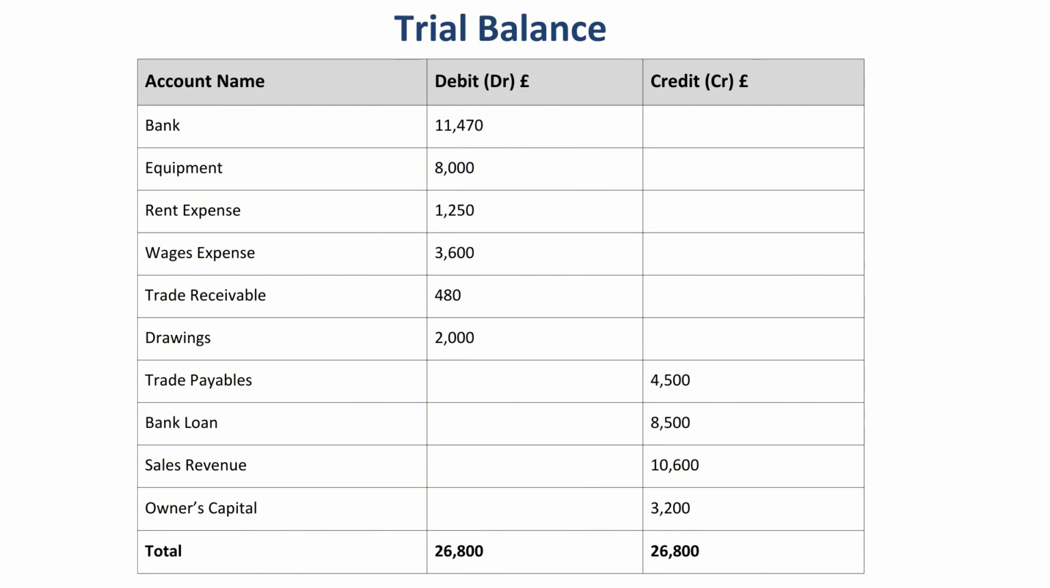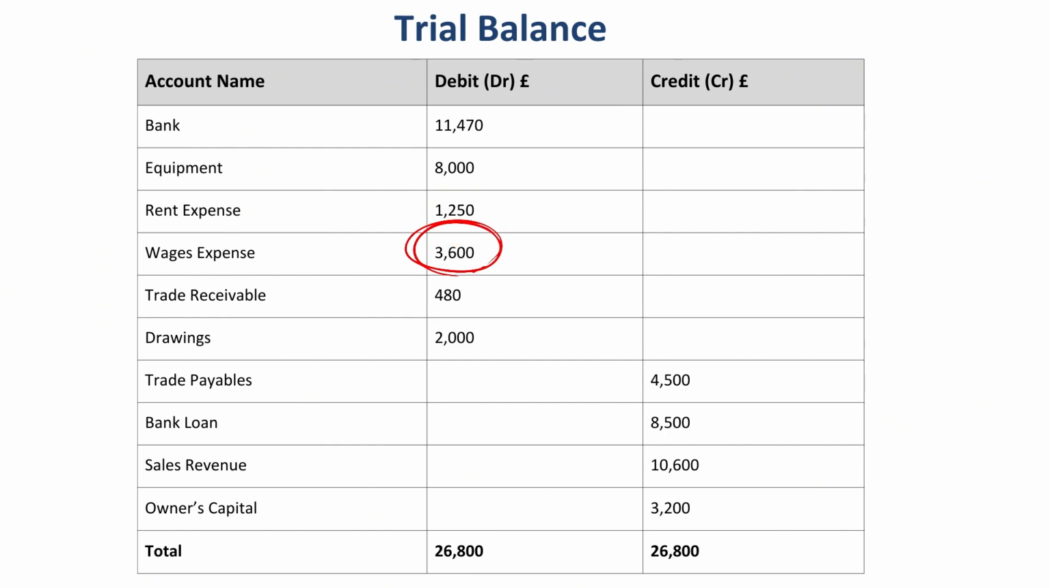Equipment is £8,000. Equipment is a non-current asset, something the business uses over a longer period. Like all assets, equipment increases with a debit, so its closing balance sits naturally on the debit side of the trial balance. Rent expense is £1,250. Rent is an expense. Expenses increase on the debit side because they reduce profit, and they always appear in the debit column when the trial balance is prepared.